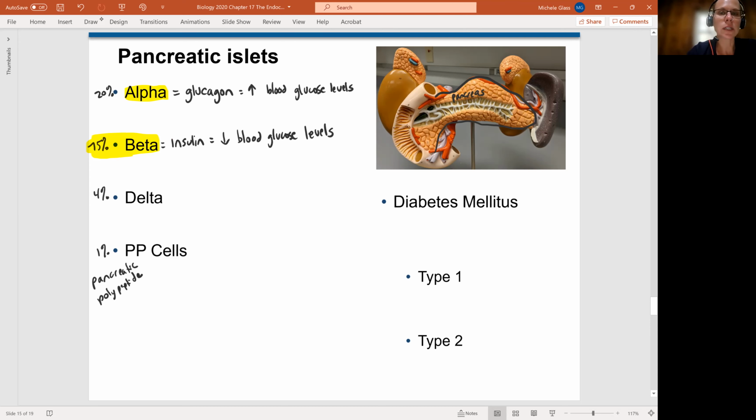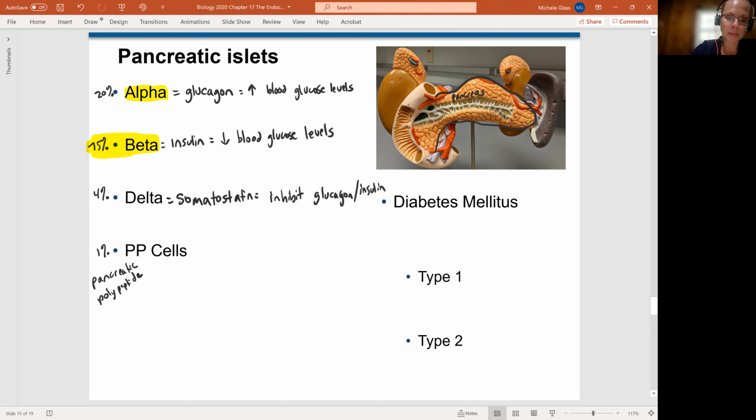We're going to look in just a little bit at the homeostatic regulation of glucose. And so we'll see a little bit more specifics about what each of these hormones does in terms of how they alter blood glucose levels. Looking at those delta cells, they're producing a hormone called somatostatin. And this hormone is going to have an inhibiting effect on glucagon and insulin.